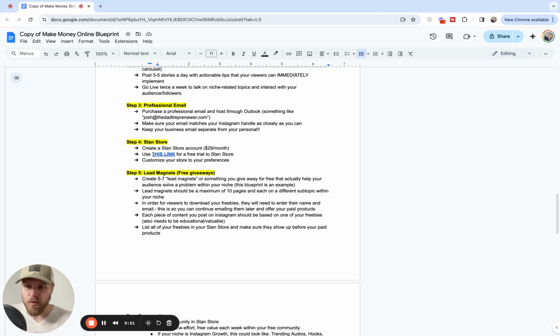Okay. Step 4, you're going to need a Stan Store. No way around it. To automate the systems and to be able to sell digital products online, there are tools.